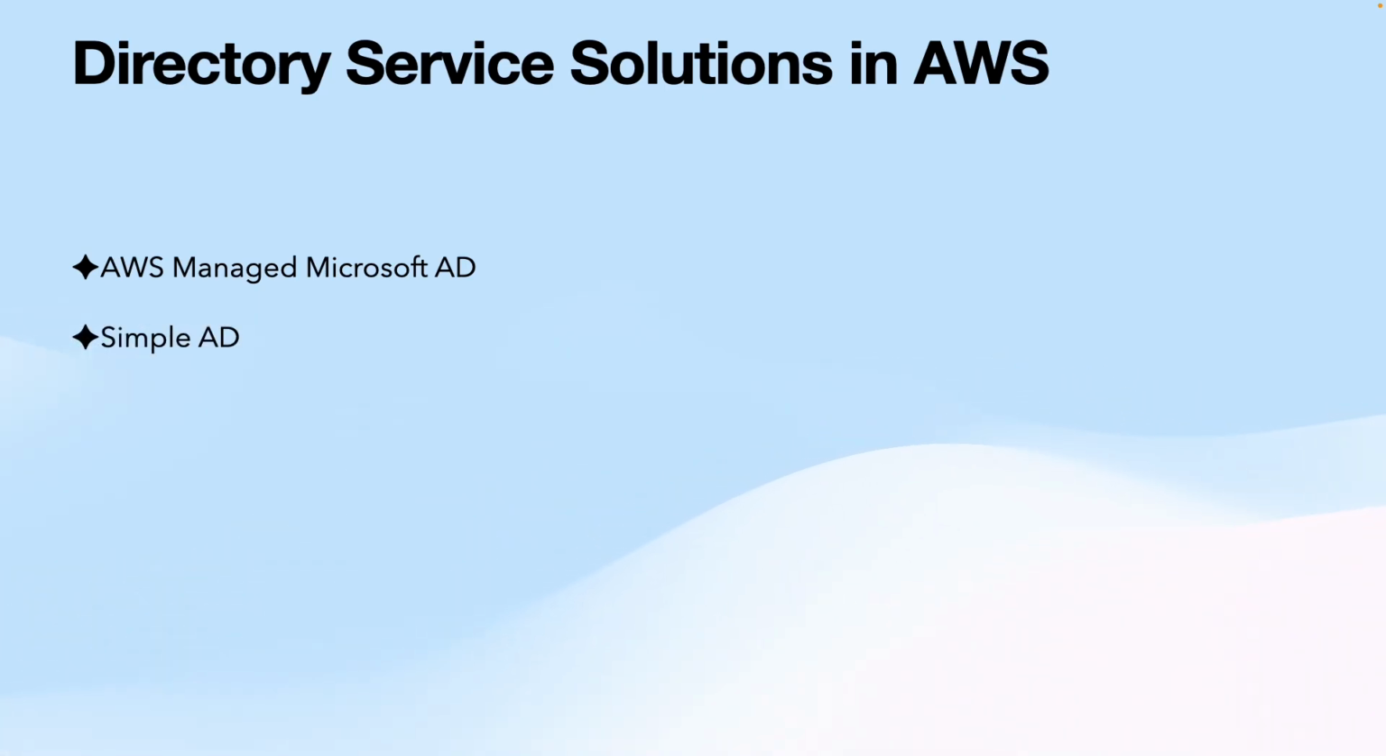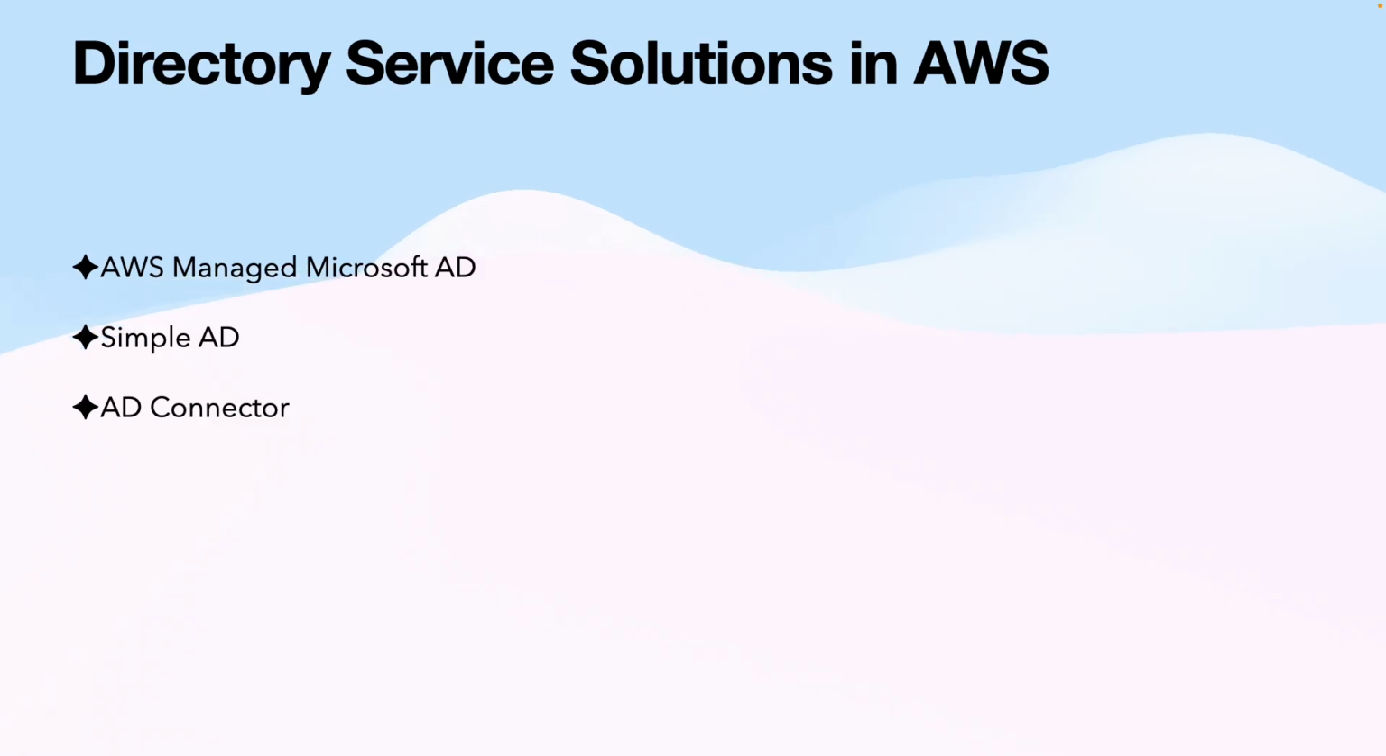Next, Simple AD. Simple AD is a low scale, low cost directory with basic Active Directory compatibility. You can use it as a standalone directory in the AWS cloud to support AWS applications and services, support Samba 4 compatible applications, and to support Linux applications that need an LDAP directory.